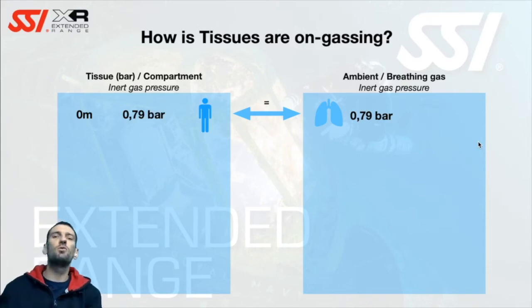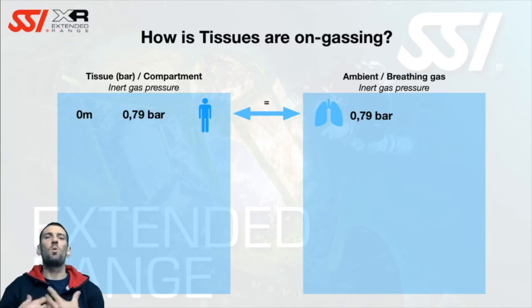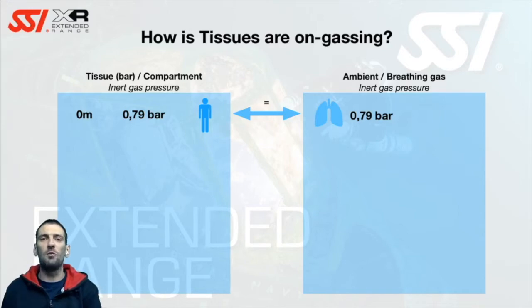So everything goes to equilibrium in the universe. So this is basically how we are on-gassing and off-gassing. On the slide right now, you can see on the left side, we have the tissue compartment pressure in our body. This little human icon represents our body. However many tissues we decide are in our body, it doesn't matter, but we have some gas that is dissolved in our tissues.